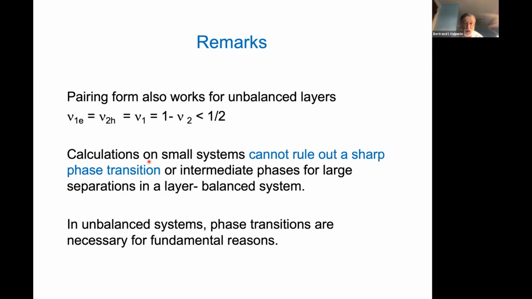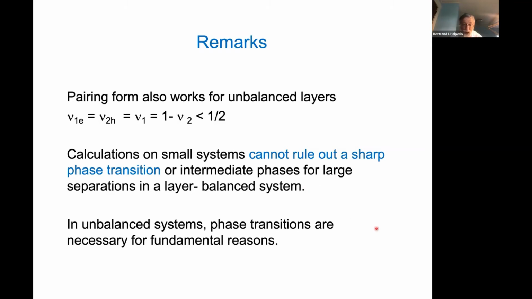Again, I emphasize that we see a smooth transition, but we can't rule out the possibility of a sharp phase transition, or the possibility of having various intermediate phases as the separation D over L increases, because the energy differences between them are very small. And theory doesn't rule it out in the balanced case.